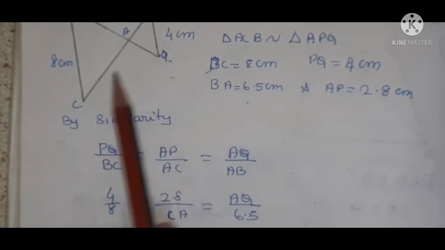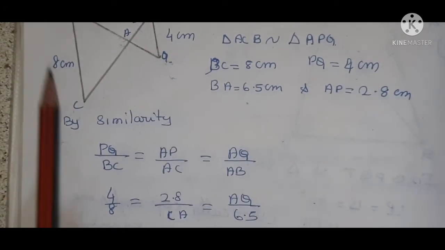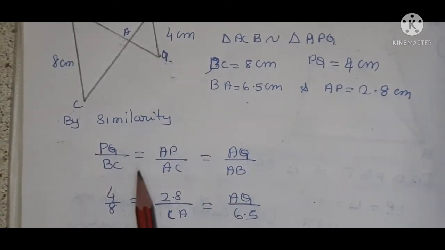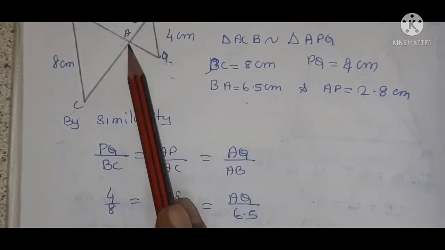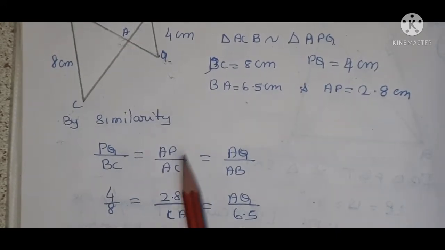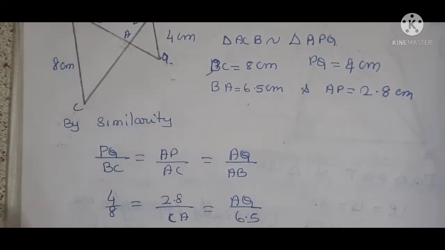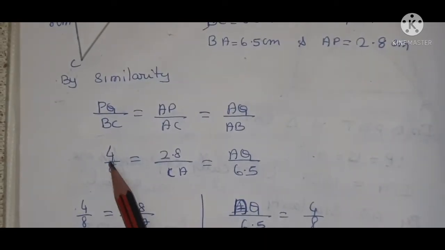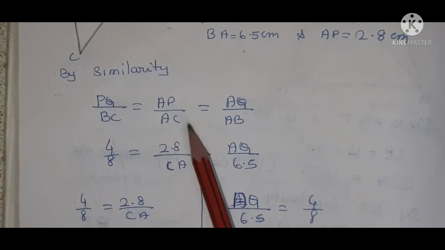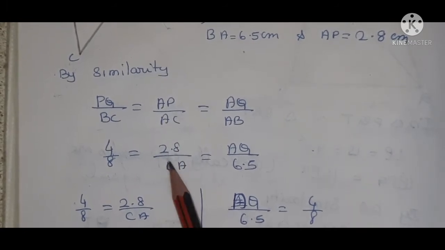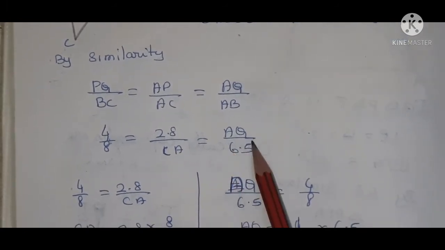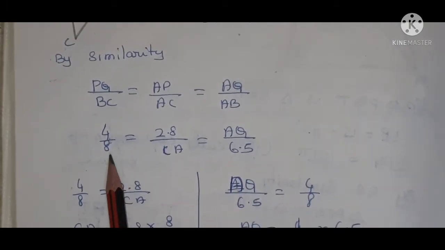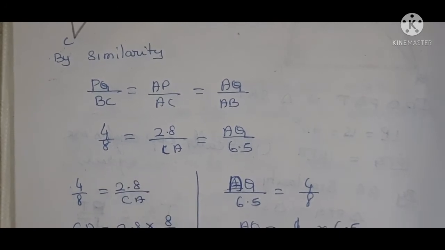By similarity, PQ by BC is equal to AP by AC is equal to AQ by AB. PQ is 4 by BC is 8, is equal to AP is 2.8 by CA, is equal to AQ by 6.5. Here, these three are equal.